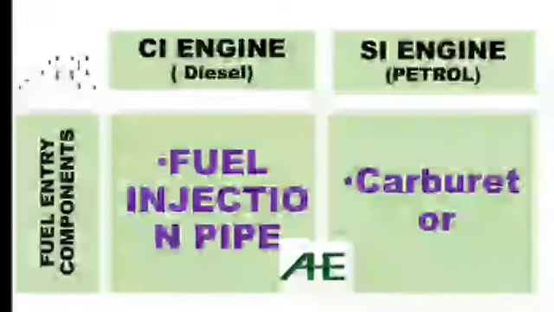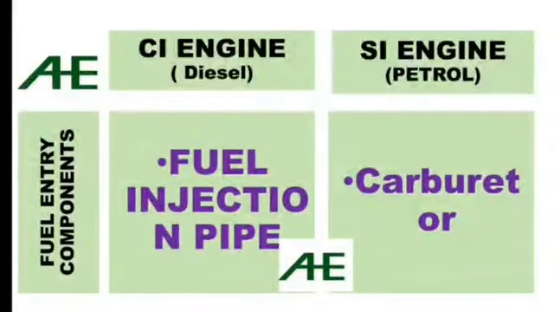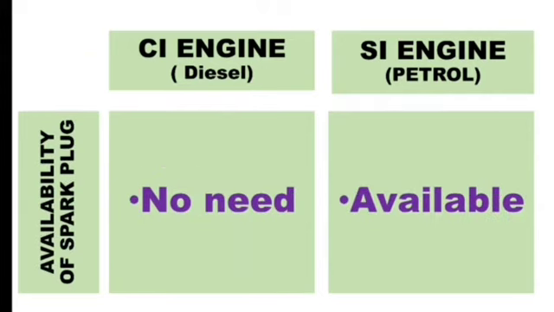The next parameter is fuel entry components. How the fuel is introduced into the engine is called fuel entry components. In a CI engine the fuel injection pipe and fuel injector are provided for fuel entry, whereas in a spark ignition engine the carburetor mixes the fuel and air and introduces it into the engine.